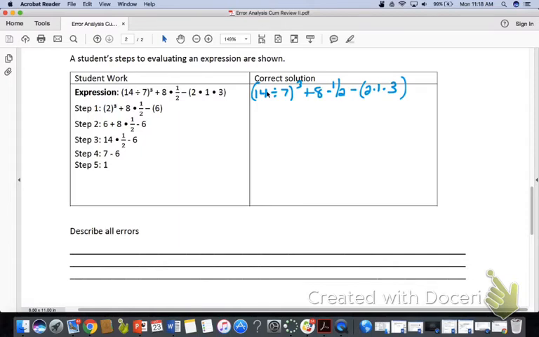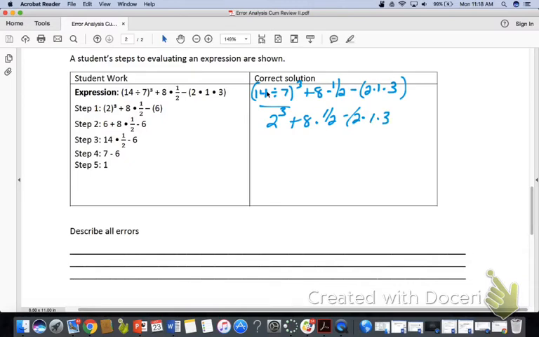First thing, all right, you have two parentheses. Which one should you do first? Well, you should always work from left to right if you have two of the same thing. So let's do the one on the left, which is 14 divided by 7, which is 2. We're done with the operations inside the parentheses, so we're going to go ahead and get rid of them. 2 cubed plus 8 times 1/2 minus 2 times 1 times 3.